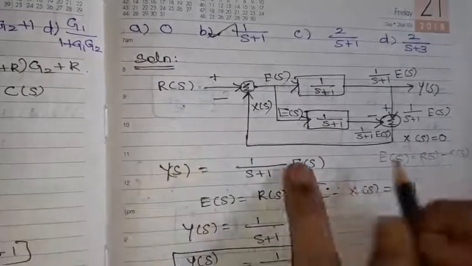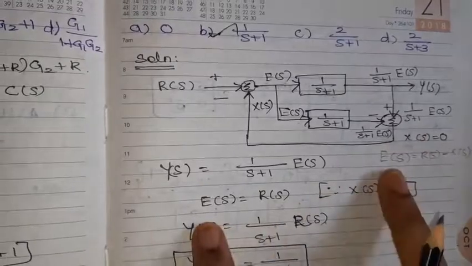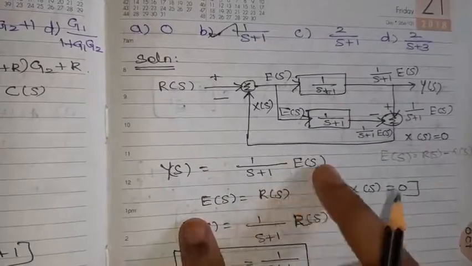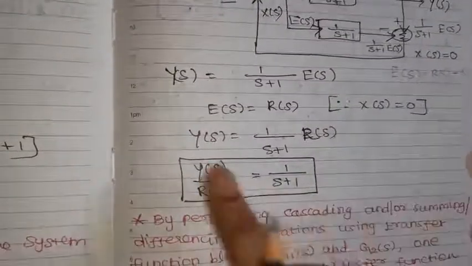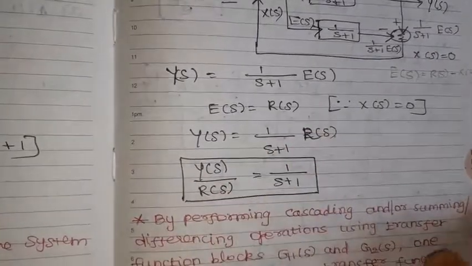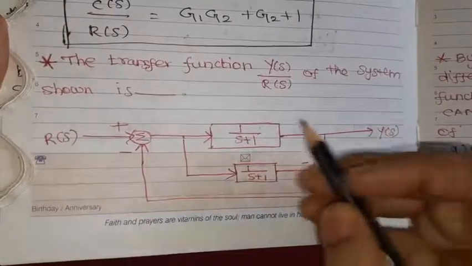So what is x of s? X of s is equal to 0. So then what will happen? E of s is equal to r of s. So instead of e of s, we can substitute r of s here. Okay. So we need to find out y of s by r of s only now. So y of s by r of s is nothing but 1 by s plus 1. The same term that is given in the block transfer function is also the same. 1 by s plus 1 is the right option.